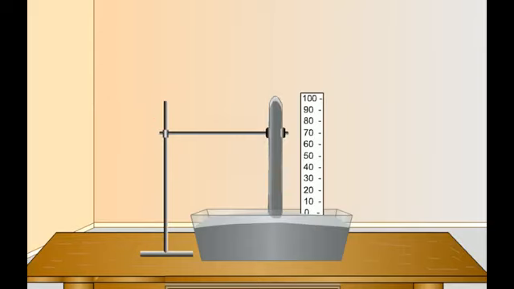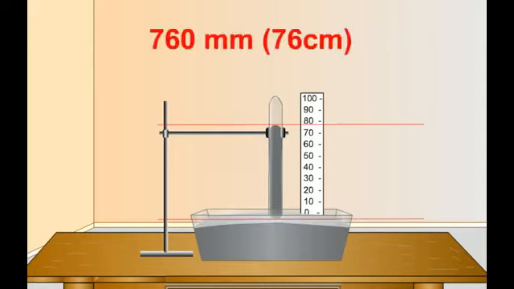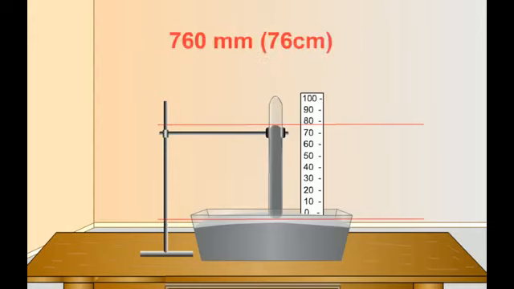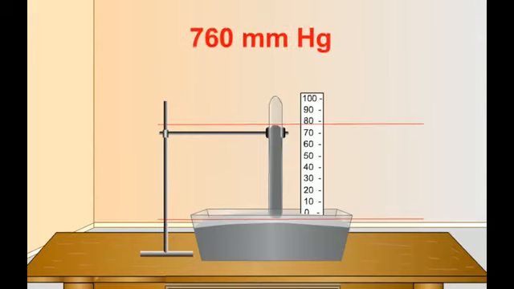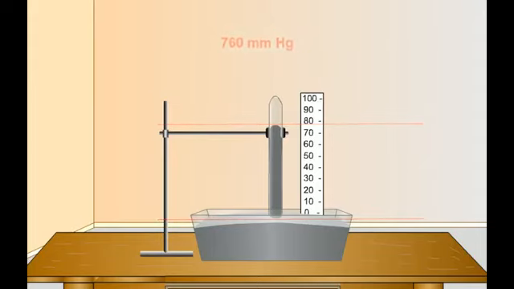After some time, the level of mercury begins to fall and becomes stationary. The height of the mercury column is measured from the surface of mercury in the trough. Students, this height is 760 millimeter or 76 centimeter. Therefore, it is also called 760 millimeter mercury. That is the 760 millimeter height of mercury column at sea level.